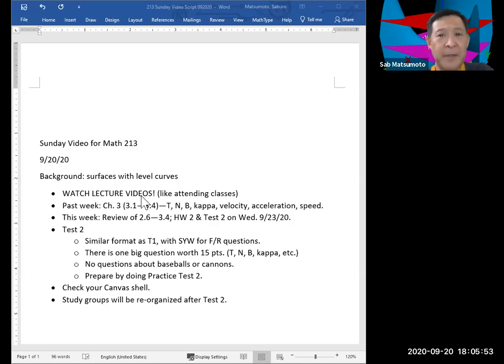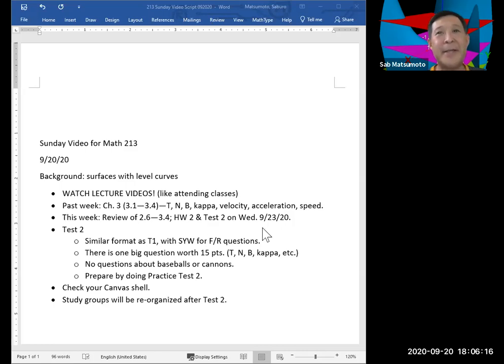So this past week, you have hopefully studied all of chapter 3. And if you are behind, you still have a couple of days to catch up. But really, I would like you to do the review of 2.6 through 3.4. What's the best way to prepare for your upcoming test number 2? The format will be similar. I will be talking about test 2 in just a moment.